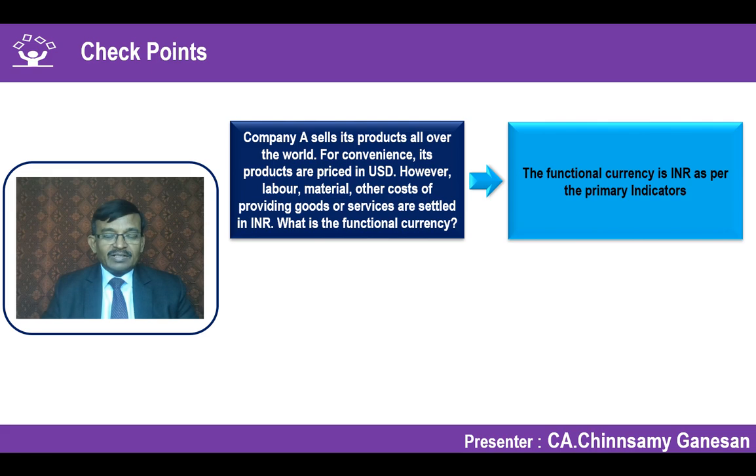Let's twist this question. Suppose the convenience factor is not there, and it primarily sells products in US dollar, then it's a mixed position. The first condition is satisfied, and the third condition is also satisfied. Then we are confused whether the first has to be applied or the second, whether equal weight has to be given, or which has to be given higher weightage. In that scenario, it says you go for supporting evidence by looking into your secondary indicators. When the primary indicators are confused, we go to the secondary indicators as supporting evidence.